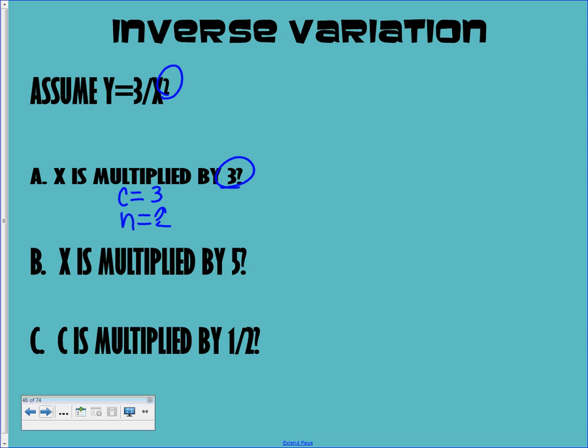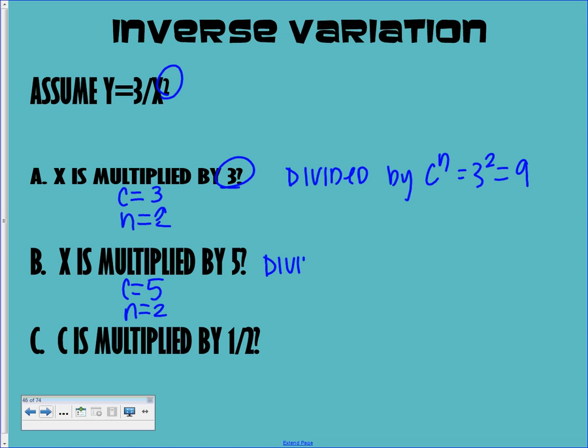Now this is an inverse relationship because of the division. So we're going to say our answer is divided by c to the n. And our c to the n is 3 squared. So it's divided by 9. Okay, what if x is multiplied by 5? So now my c is 5. My n is still 2. So I'm going to say divided by 5 squared, which is 25.